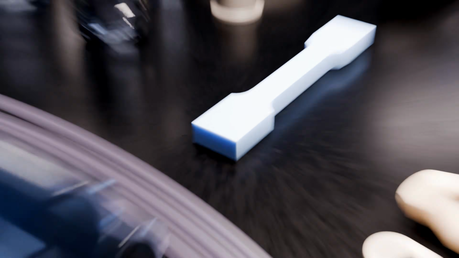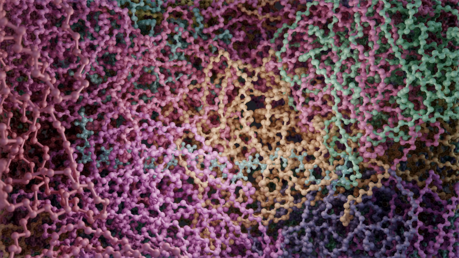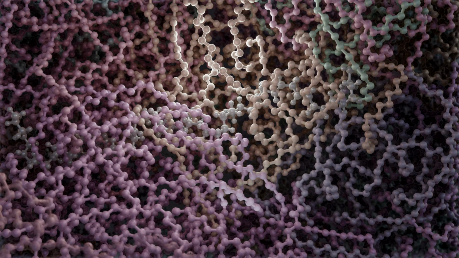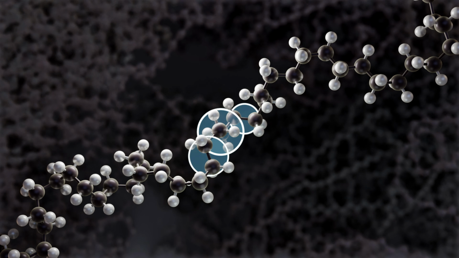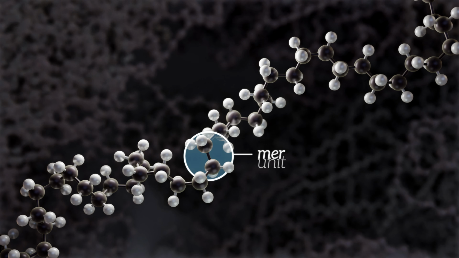A polymer is a material made up of a collection of extremely long molecules, each of which is formed from a repeating pattern of a smaller molecular unit. The repeating unit is called a mer, the Greek word for part, and it's the fundamental building block of any polymer, which means multiple parts.